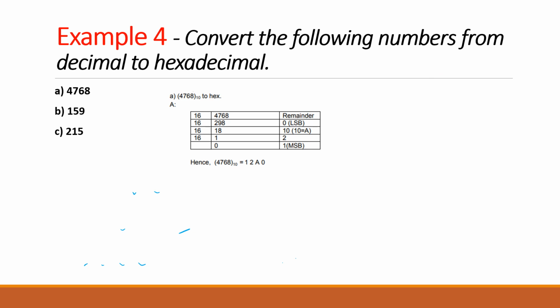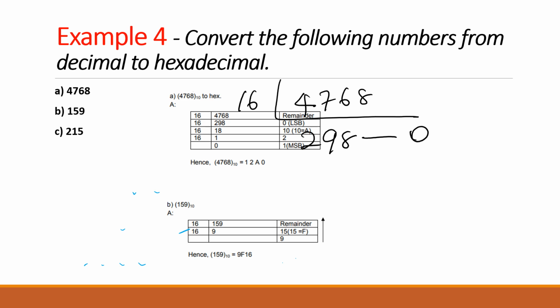You divide by 16. So I'm going to divide this by 16. Okay, so we have 4, 7, 6, 8. We need to divide by 16. So when I divide 4, 7, 6, 8 by 16, what do we get? 298.0, nothing remaining. So we have 0 here. Am I right? Then I'm going to divide this by 16.